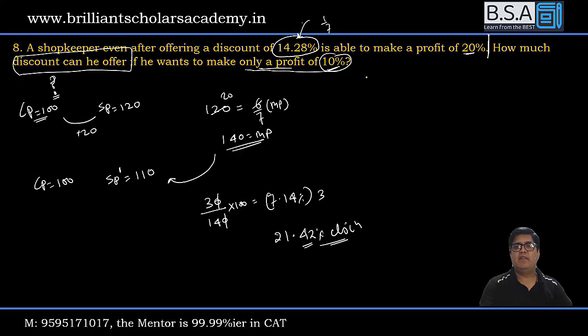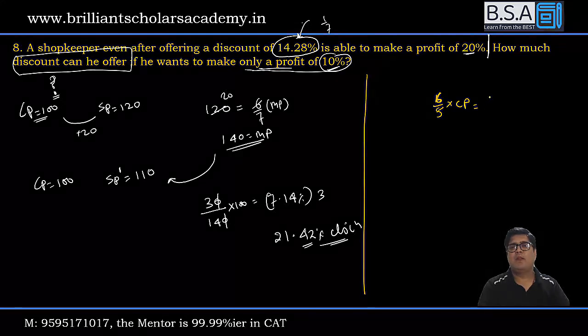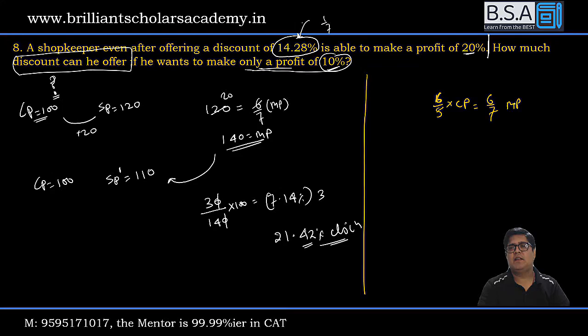See, the very first hint tells me the profit is 20%. 20% I can easily write as 6 by 5 into CP is equal to MP. How much is the MP? MP is 6 by 7 MP. Now discount happens on what? Discount happens on mark price. See, I'm rearranging this and saying cross multiplication. 7 by 5 CP is equal to MP.